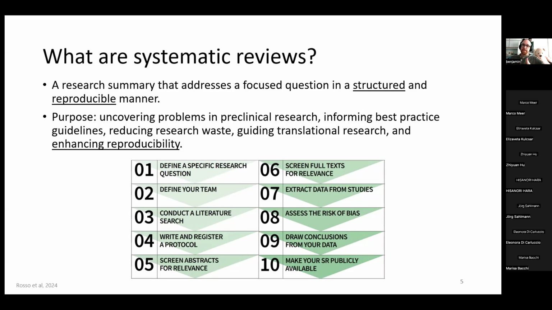And then you assess the risk of bias. This is somewhat related to study quality. It's not exactly the same, but just so that you have an idea what this is. And then you merge together all these data and draw a conclusion on your initially posed research question.